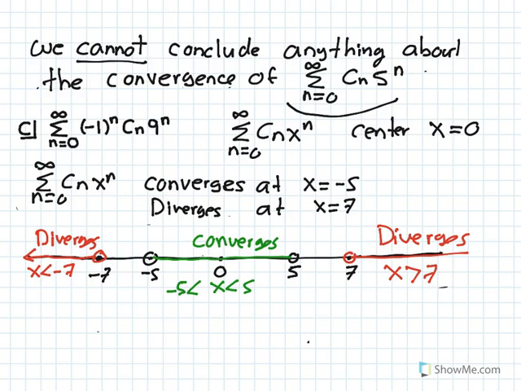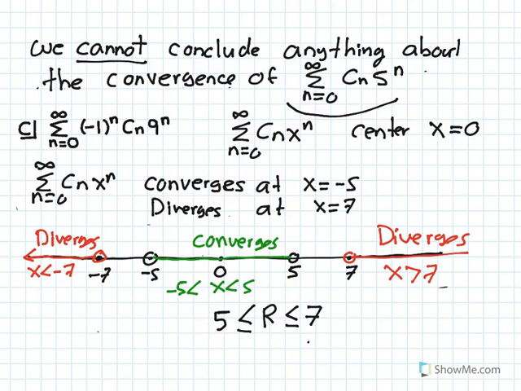So the radius of convergence must be larger than or equal to 5. It is at least as large as 5 and less than or equal to 7. It must be smaller than 7 because the series diverges at x equals 7.